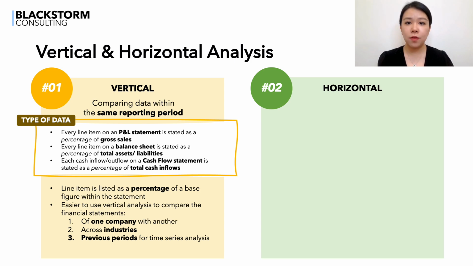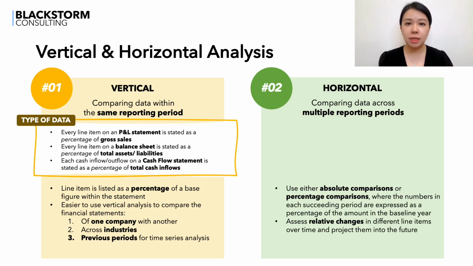Quarterly and annual figures are compared over a number of years to gain a picture of whether the performance metrics are improving or deteriorating. On the other hand, we have horizontal analysis, which compares data across multiple reporting periods. Horizontal analysis can use either absolute comparison or percentage comparison, where the number in each succeeding period is expressed as a percentage of the amount in the baseline year, with the baseline amount being listed as 100%.